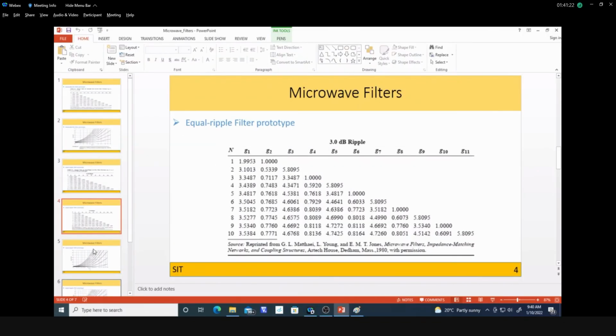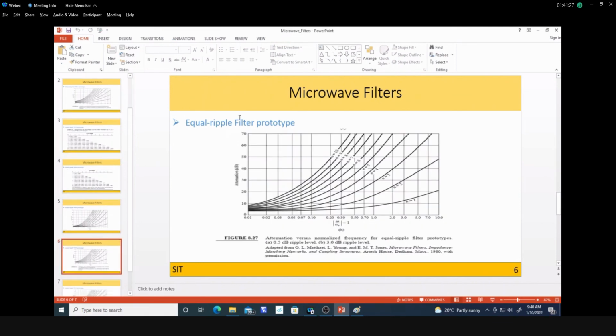While designing, you also need to take these filter coefficients, and you can see how the attenuation happens for the equal ripple filter.